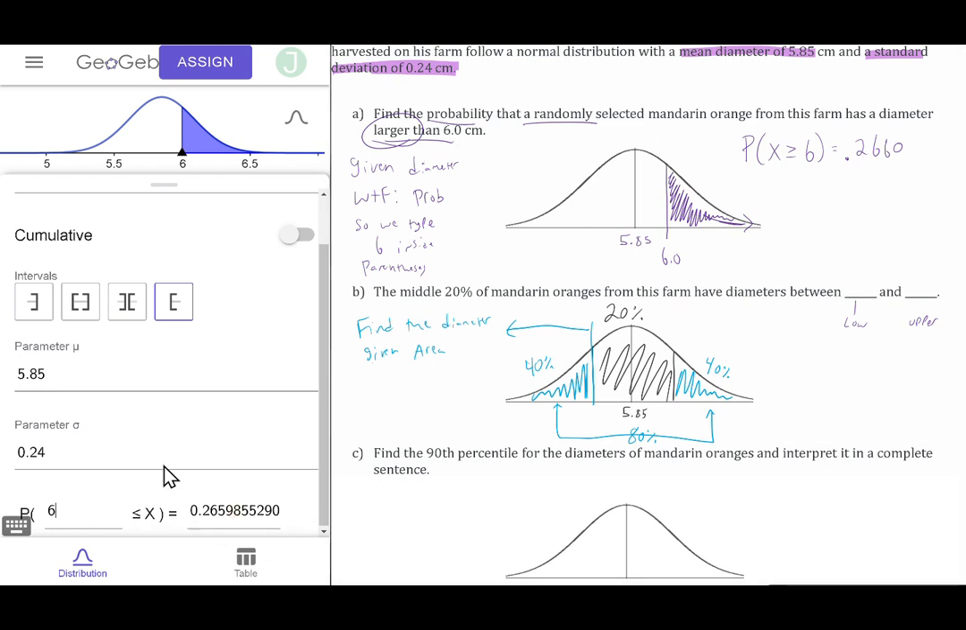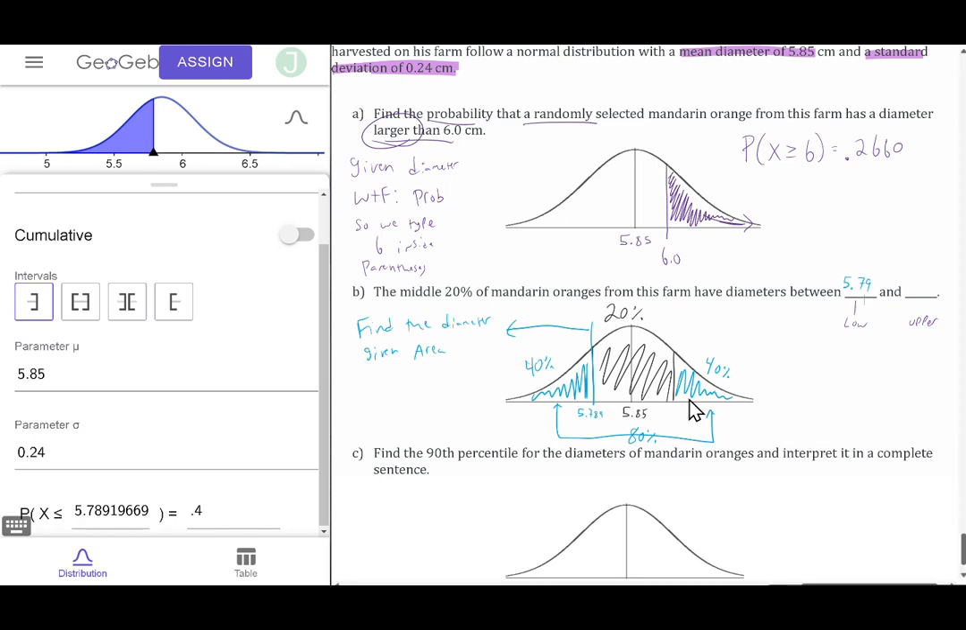So for my left picture, my lower value here, the lower bound is going to be 0.4. So I'm going to type in 0.4, and my answer will be 5.789. Since my mean is rounded to 2 place values and my standard deviation is rounded to 2 place values, I'm going to round this answer to 2 place values as well. 5.79 centimeters.